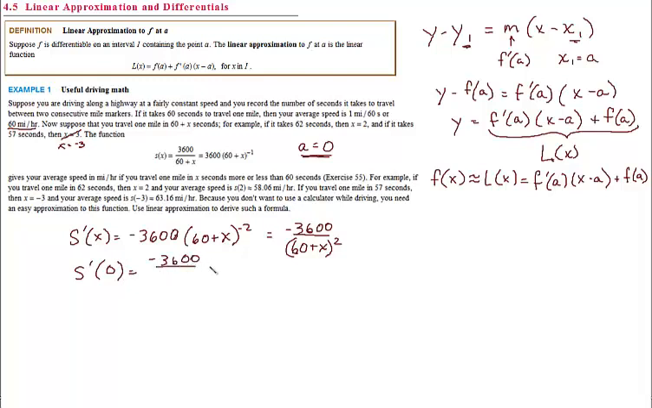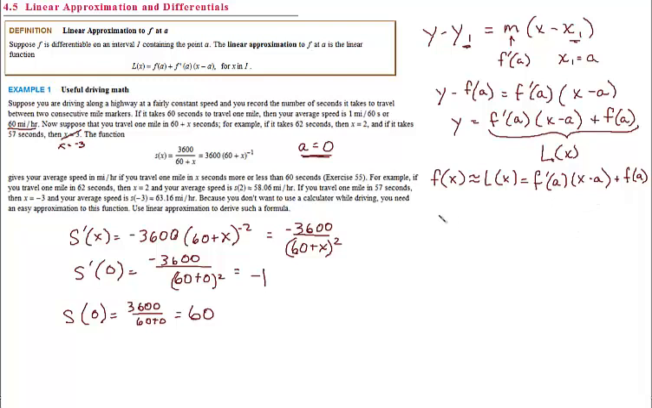So I'm going to need s prime of 0, and this is going to be -3600 over 60 plus 0 quantity squared. This is going to be a -1. I'm also going to need s of 0, and that's going to be 3600 over 60 plus 0. This is going to be just, let's see, that's going to be a 60. I think I have everything I need.